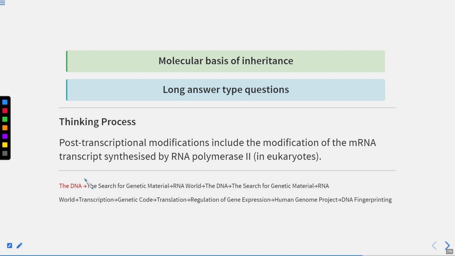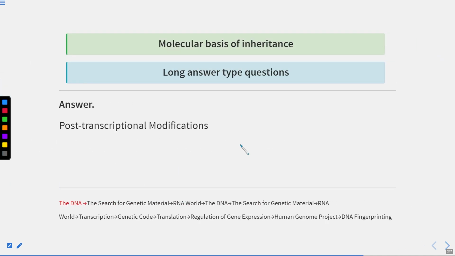Now here I've given you a thinking process. This will help you understand this question. The post-transcriptional modifications include the modification of the mRNA transcript that is synthesized by RNA polymerase II. Here I've written in eukaryotes. So the post-transcriptional modification takes place in eukaryotes, and prokaryotes lack post-transcriptional modification. RNA polymerase II synthesizes the primary transcript or primary mRNA, and then it is modified.